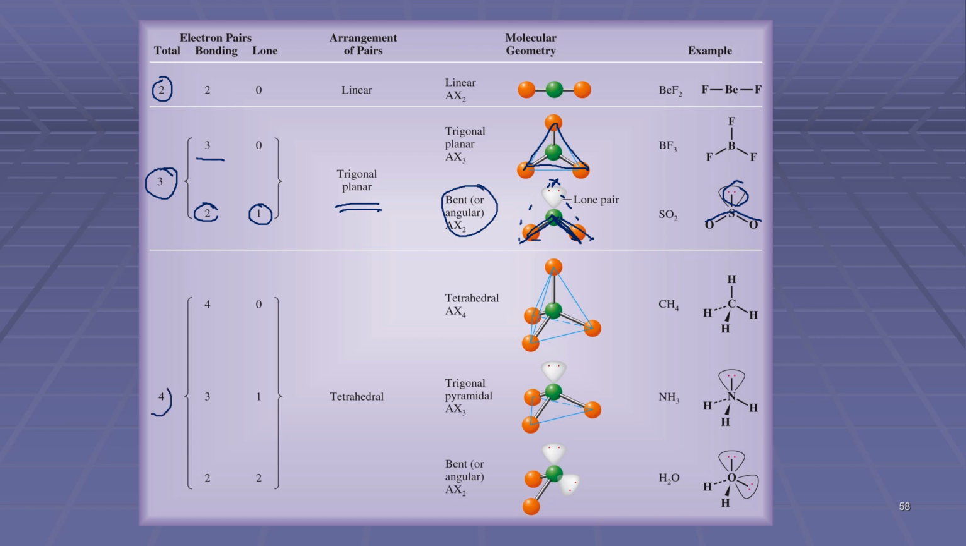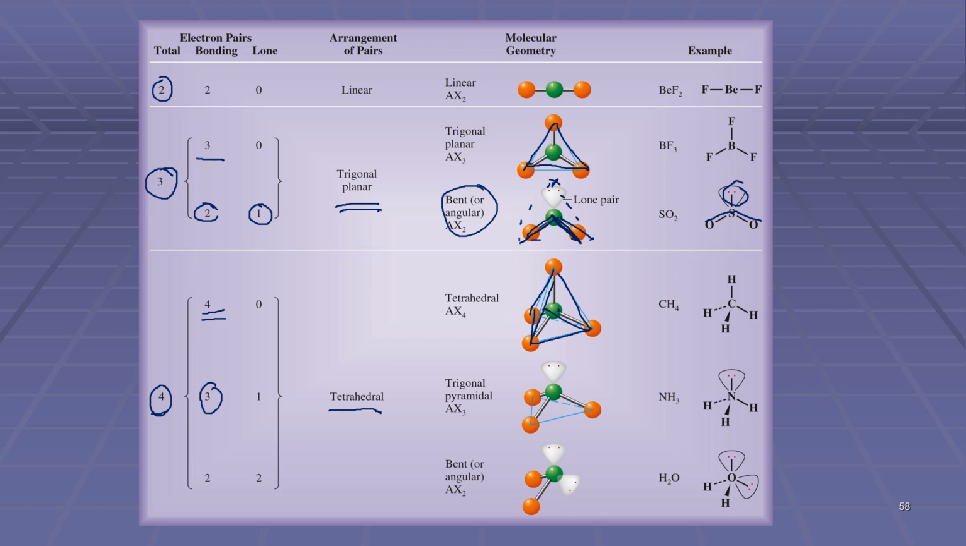Now 4. Again, if all 4 are bonding, then it's 4 overall. The 4 domain is tetrahedral. And if all 4 are bonding, then we have the tetrahedral shape because, again, we have this shape. So all 4 bonds, tetrahedral.